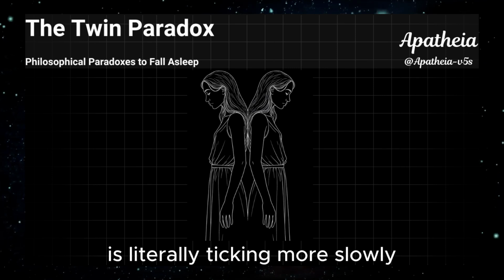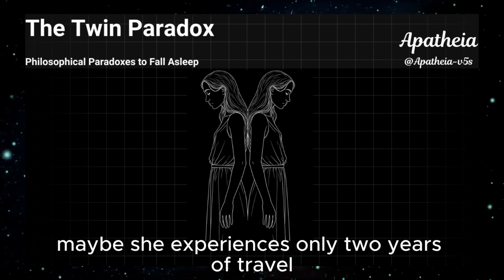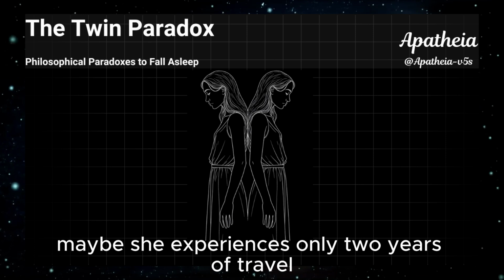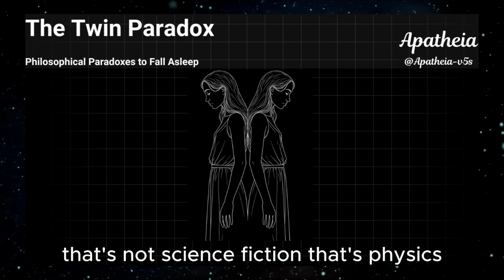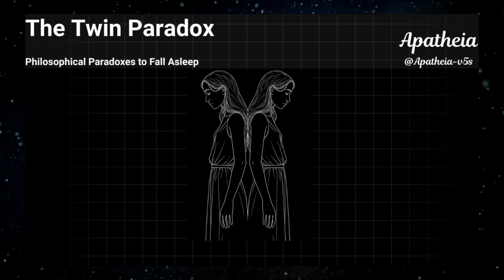So in our story, Anna, the twin traveling in the spaceship, is moving at an incredible speed. For her, time is literally ticking more slowly. Maybe she experiences only 2 years of travel, but back on Earth, Zoe might experience 10 years. That's not science fiction. That's physics.